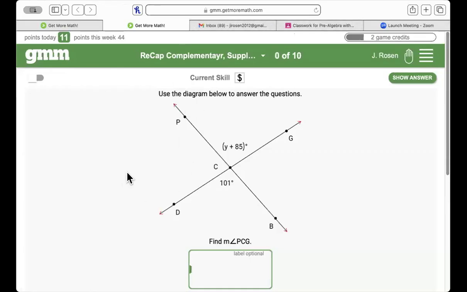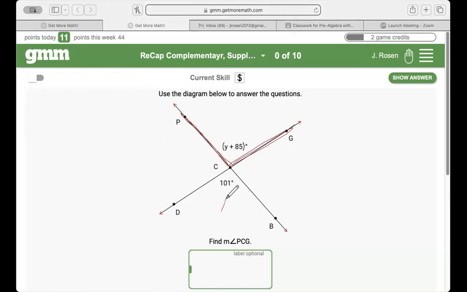All right, so this is kind of a recap on complementary, supplementary, and vertical angles. We're going to continue to build on this skill, so I wanted to make sure we were really good with this piece. It says use the diagram below to answer the questions. It wants us to find angle PCG. So that means we're looking at PCG. It wants us to find this measurement, right?